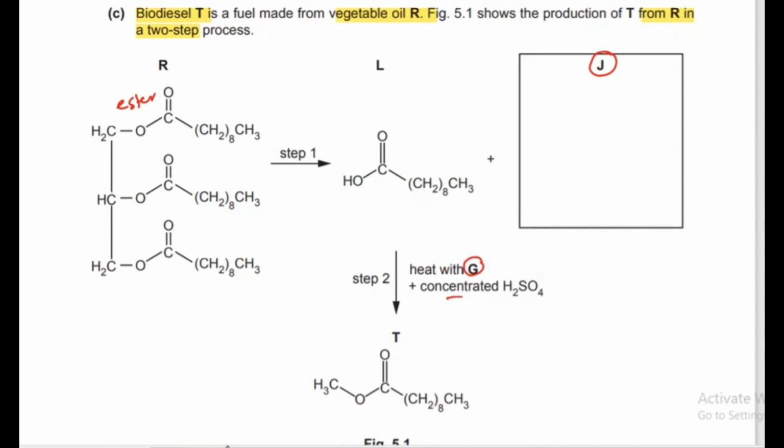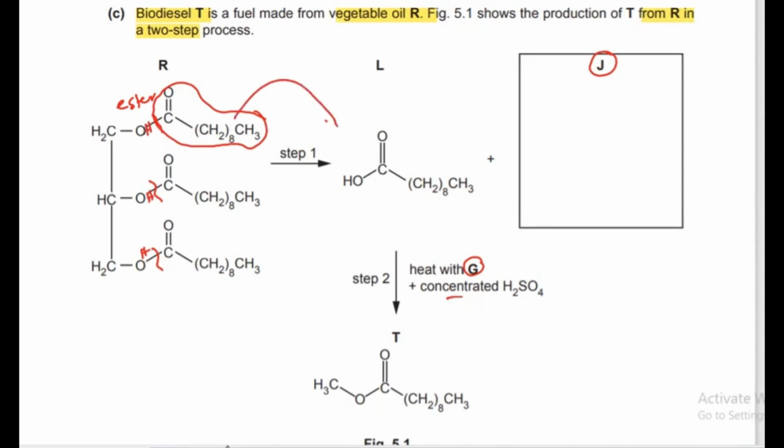This ester is formed by the combination of alcohol and carboxylic acid, as we can see that these three carbons are attached with each other. So we have three carboxylic acid molecules and just one molecule of alcohol. If we break this bond from here and just add hydrogen here, we'll get the structure of J, because we already have the structure of the carboxylic acid. This is the carboxylic acid.